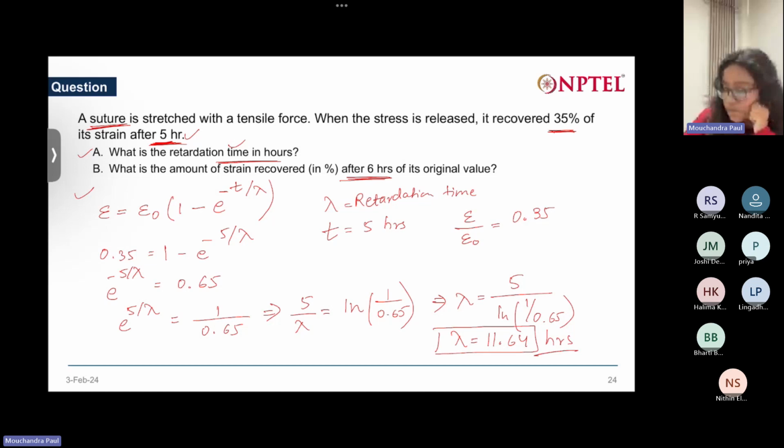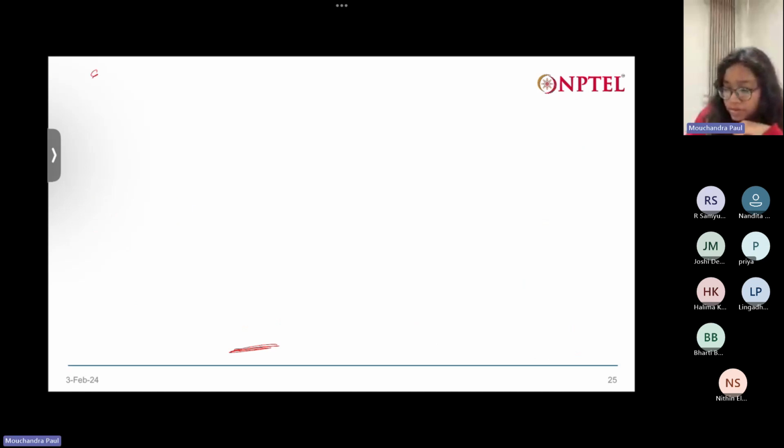Now we have to calculate the strain value, amount of strain recovered in percent. So basically we have to calculate this ratio, lambda epsilon by epsilon naught. So you will again use this formula only. Will rewrite here for my own convenience. So this quantity will become equal to 1 minus e to the power minus t by lambda.